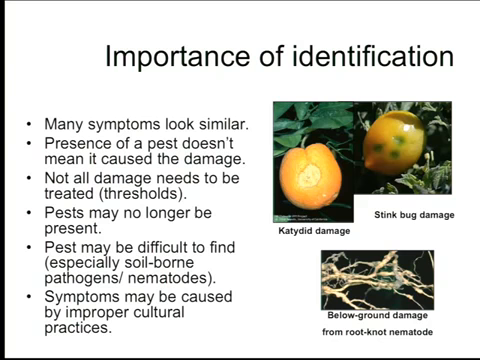Many symptoms look similar. That's the problem. A lot of things could be this, could be that. The presence of the pest doesn't mean it causes the damage. If you see 1 aphid or 10 aphids in a plant, as opposed to 100, it makes a difference. 100 are going to do damage. Maybe 10 are not. So just because you see an aphid, or a cucumber beetle walking around, or one apple affected by the codling moth, doesn't mean you have a pest problem. Not all damage needs to be treated because there are thresholds that you establish.